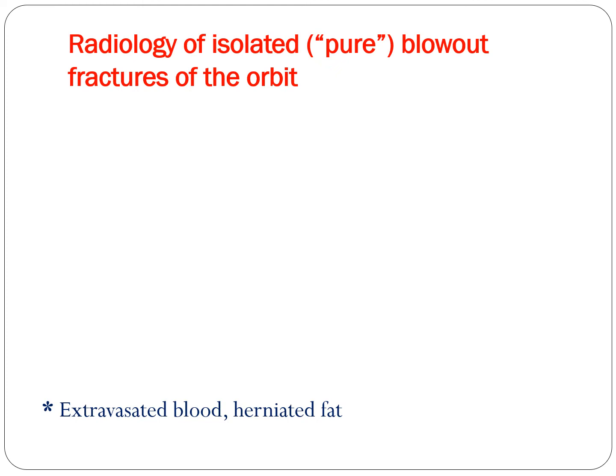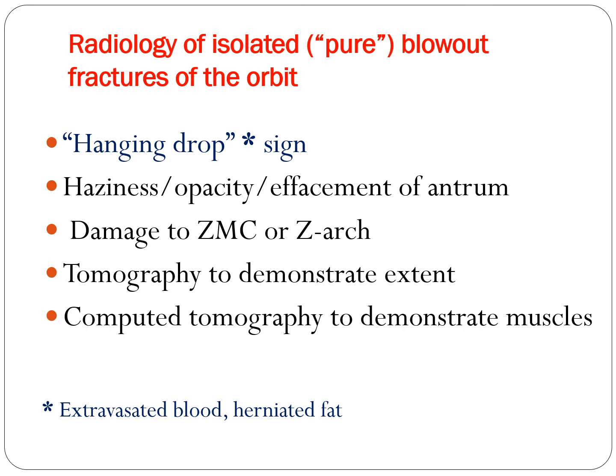Radiology of the isolated blowout fracture of the orbit: you can see it on the CT or OPG, and we can see the hanging drop mostly on the 3D CT. Haziness and the hanging drop appearance are seen only in the blowout fracture. And haziness and opacity show the advancement of the damage of the zygomatic complex or zygomatic arch. Tomography demonstrates the extent, meaning if we go for a 3D CT then only we can show how much extent the fracture will be.